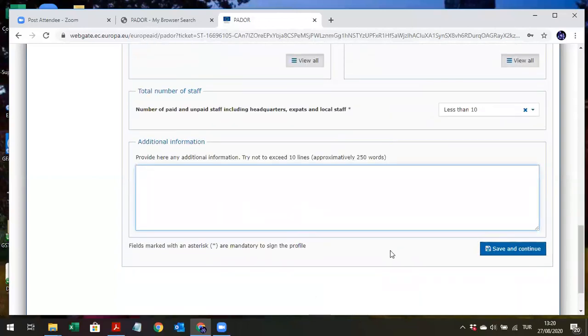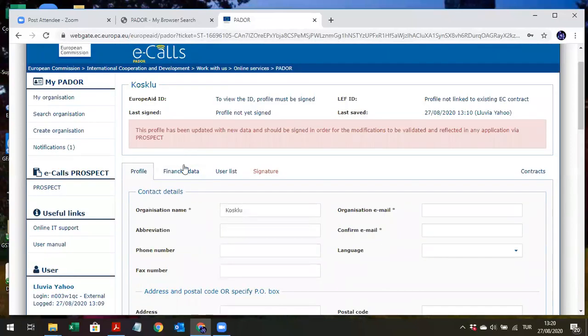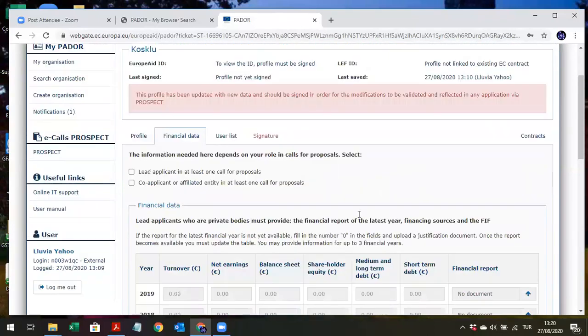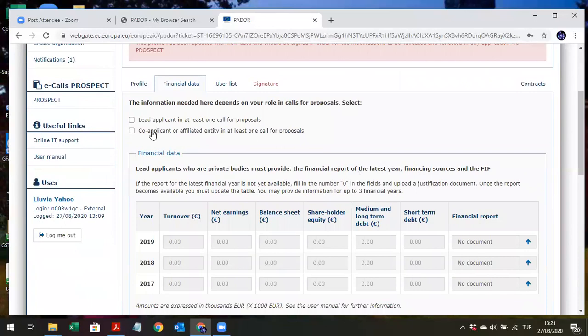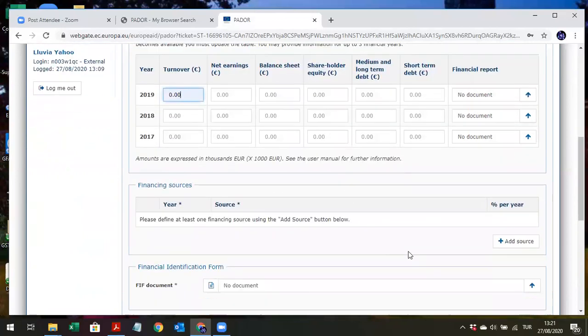I'm not doing that because it's not going to let me now, as I have not filled out all the start sections. So let's move to the second sheet of PADOR. As you can see here, first of all, you need to choose if you are a lead applicant or a co-applicant. At this stage, during concept note, you don't have to provide actual information here. Let's say you are a lead applicant. You can just put 0 and upload some documents if it's required, and then you can proceed.